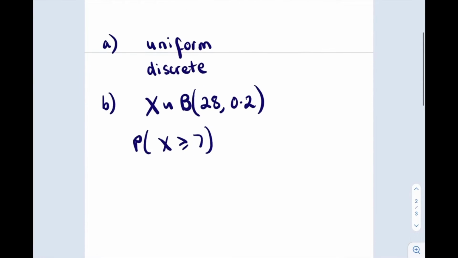So I need to rewrite this as 1 minus the probability that x is less than or equal to 6. If you think about that for a second, if I can have 7, 8, 9, 10 all the way up to 28, the only numbers I can't have are 0, 1, 2, 3, 4, 5 and 6. So the number of trials being 28, also discrete, so you can have anything between 0 and 28.